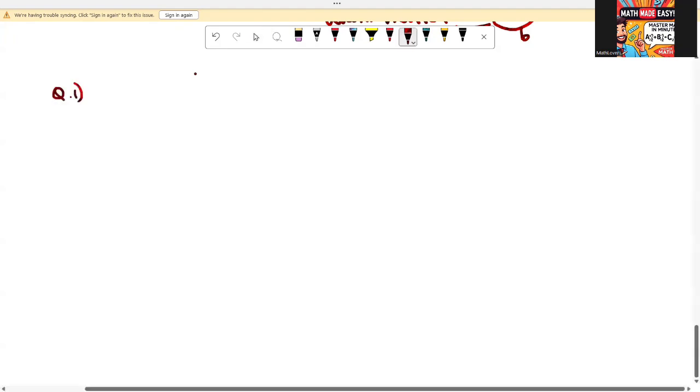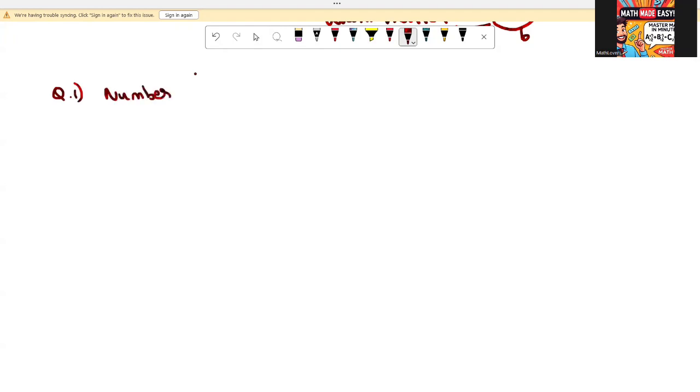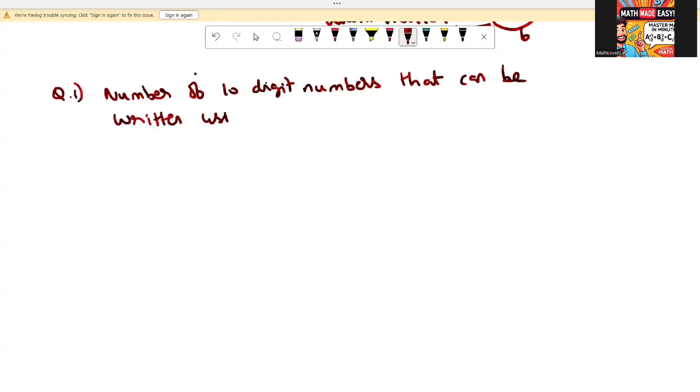Question one. The question is the number of 10-digit numbers that can be written using the digits 1 and 2. So they want to make 10-digit numbers, but it should be made only using the digits 1 and 2.